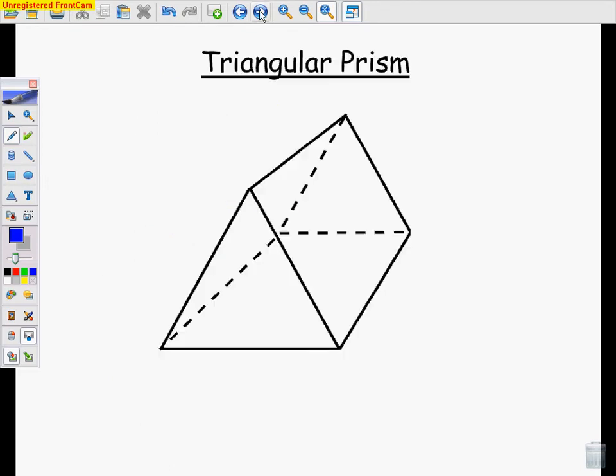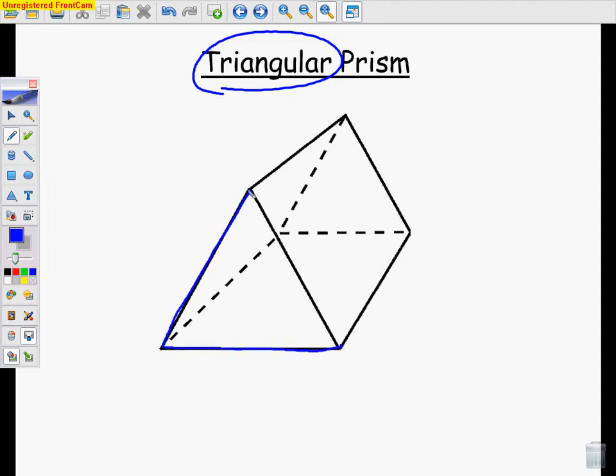Okay. Before we go on to the next question, I do want to talk about prisms. A prism is something that has two bases. Everything else surrounding the bases are called the faces of the prism. So here we have a triangular prism in particular, so that means the bases are going to be triangles.